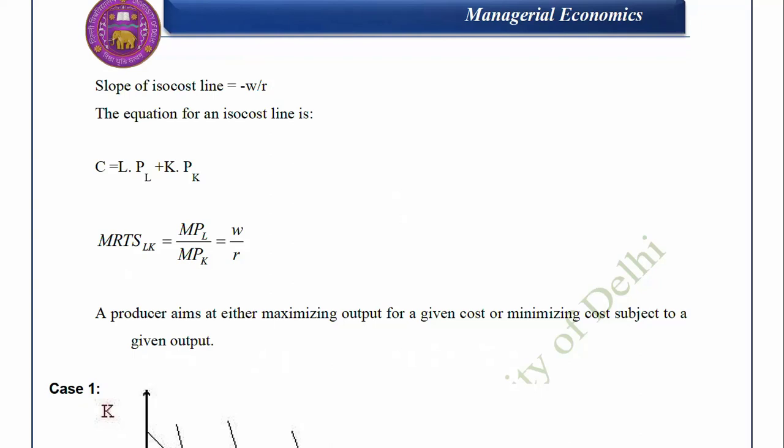The equation for an iso-cost line is labor into price of labor plus capital into price of capital. Marginal rate of technical substitution of labor and capital is equal to marginal product of labor upon marginal product of capital, which is equal to wage upon rate of interest. A producer aims at either maximizing output for a given cost or minimizing cost subject to a given output.